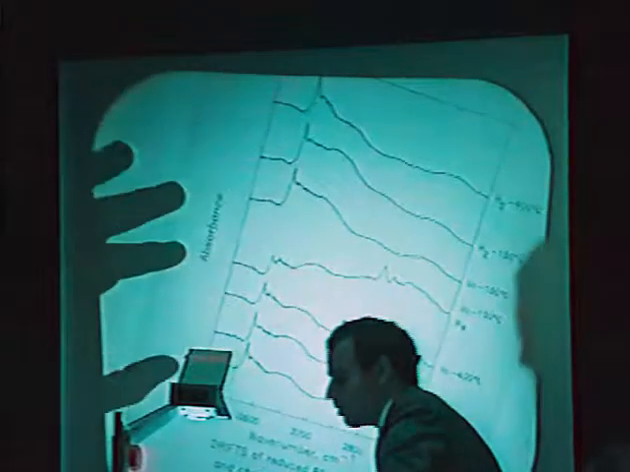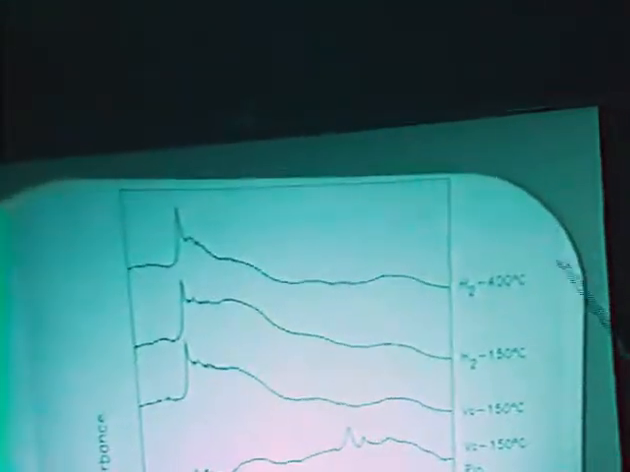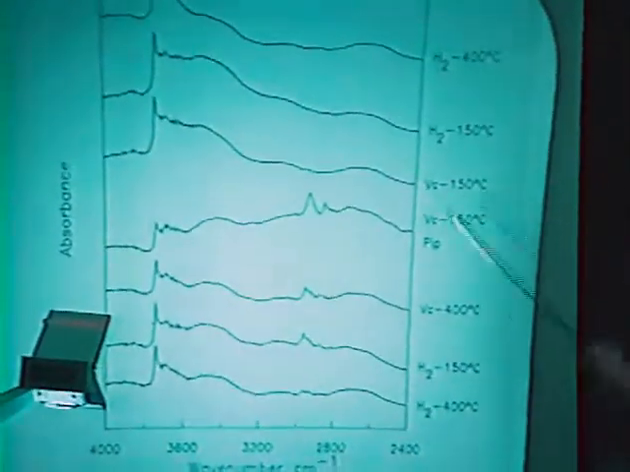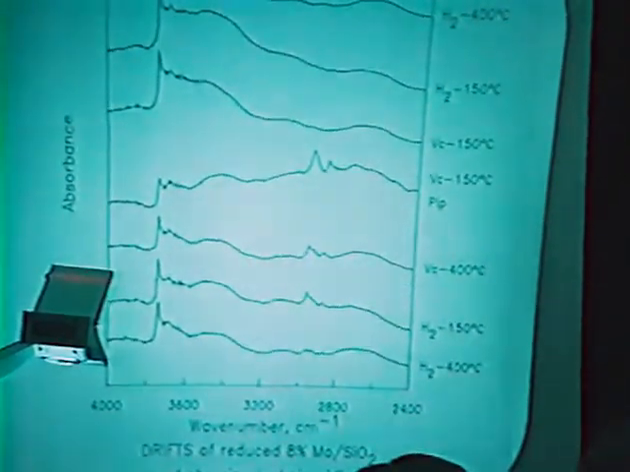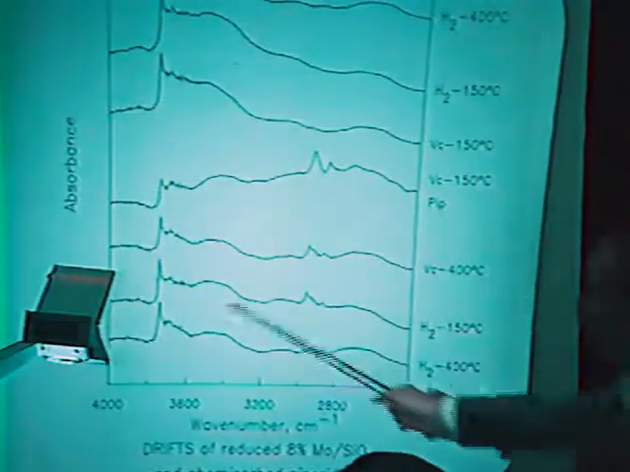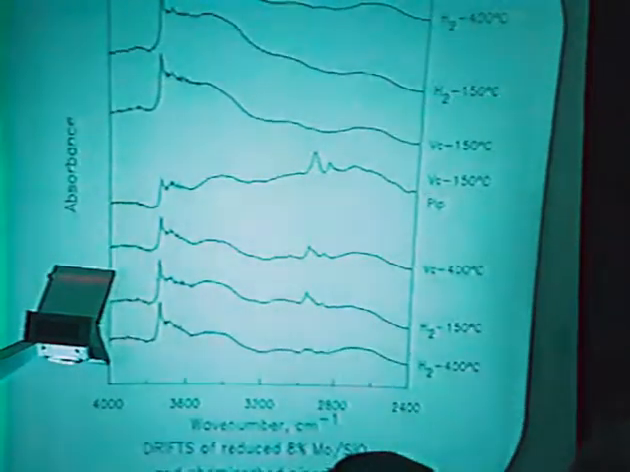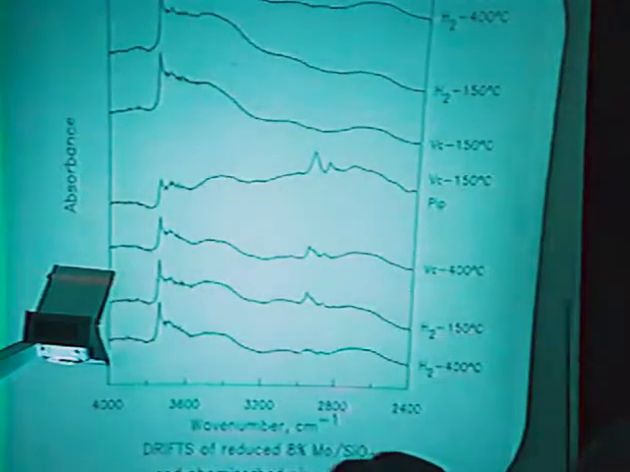In the following transparency, what we show is that this OH group can be regenerated. We took the same catalyst as before, 8% molybdenum on silica, flowed hydrogen at 400 degrees to reduce it, cooled to 150, applied vacuum, sent the pulse of piperidine, and raised the temperature, so some piperidine is still on the surface. Then we flowed hydrogen at 150 degrees, and there is some regeneration of the OH group. At 400 degrees, there is an almost complete regeneration of the OH group on the surface, and piperidine has almost completely evolved from the surface.